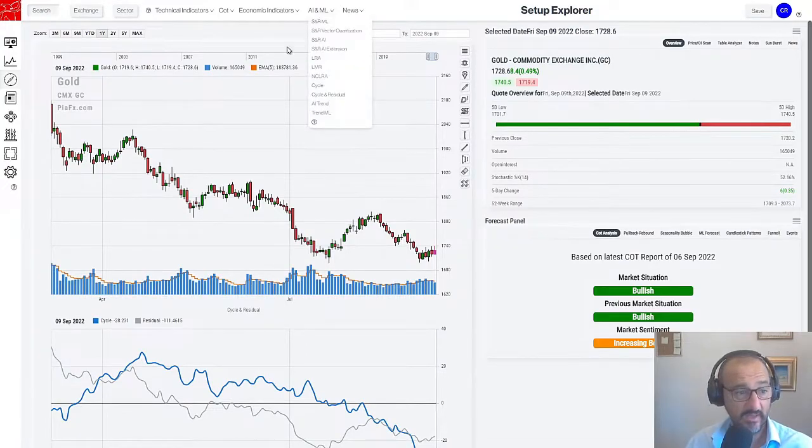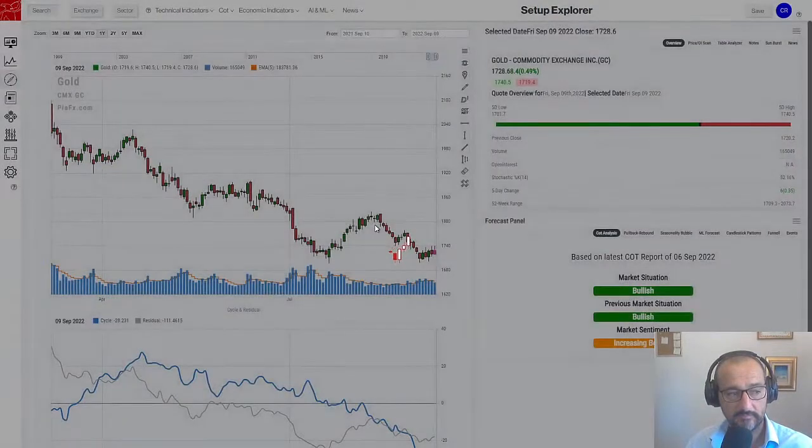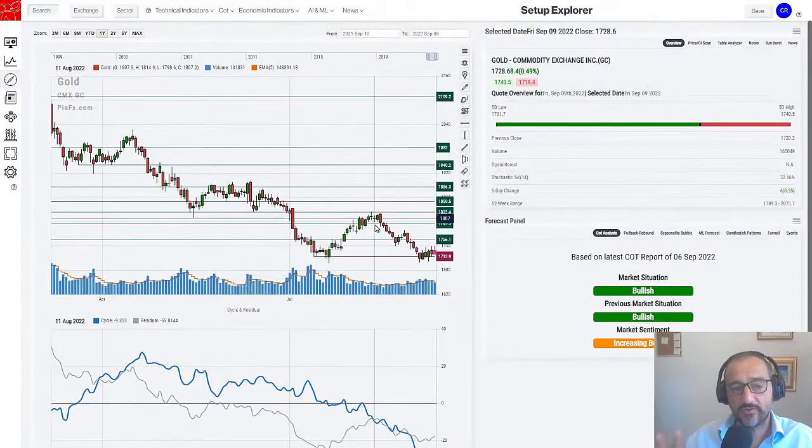We are going to check the two engines that we already know. Here we have 1 year, so let's put S and R ML for 1 year and see which levels we have. You can shift those numbers into your trading platform.